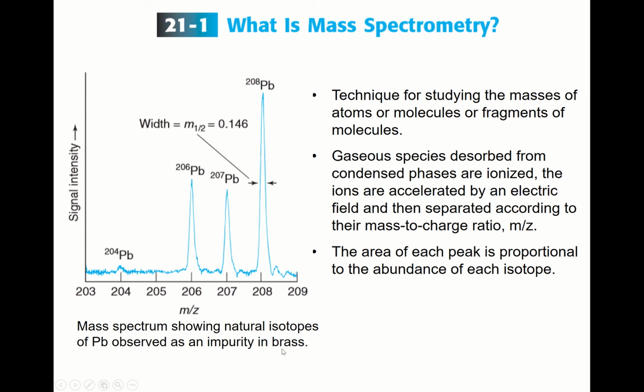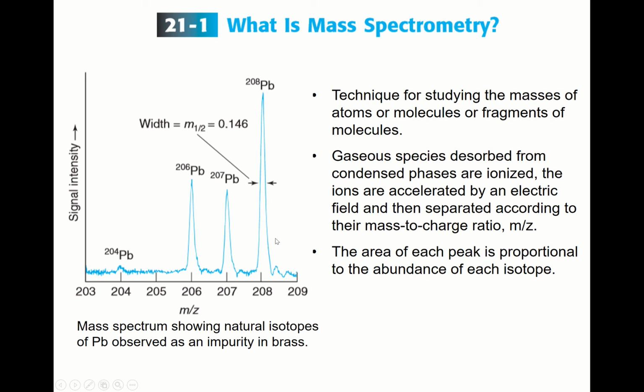Brass is an alloy. It contains a small amount of lead, but using mass spectrometry, one could identify at least four different isotopes. This one is mass number 204, and this one 206, and 207, 208. The peak area is proportional to the abundance of this species. And as you see, each peak has a peak width.